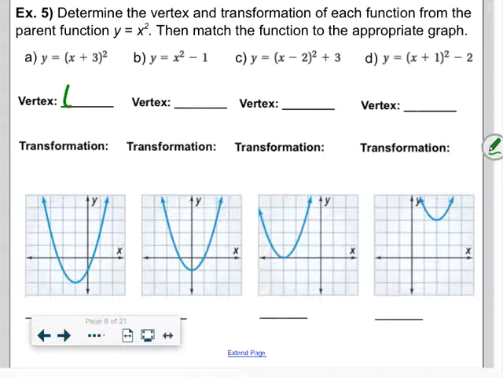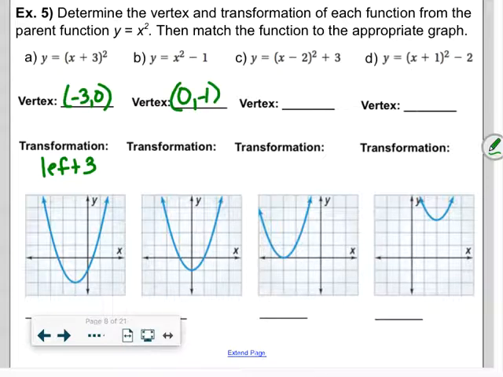Left 3, 0. Okay, it's definitely left 3, so we're going to write it like this. The vertex would be -3, 0, okay? All right, how about letter B? Hannah, what would be the vertex for letter B? 0, -1. Awesome, 0, -1.